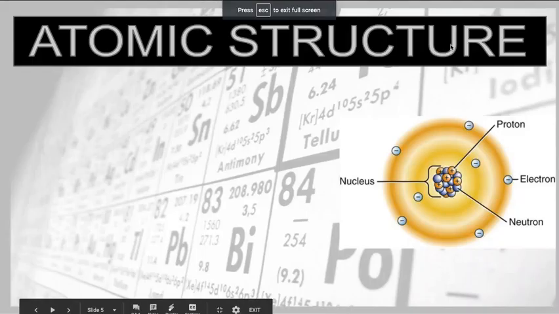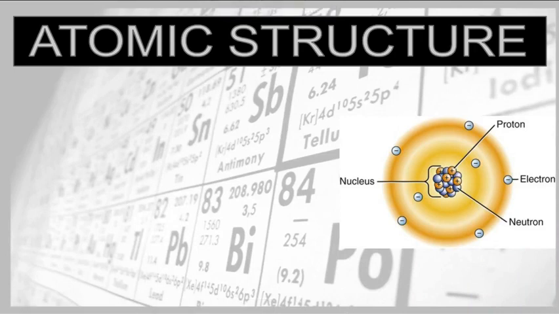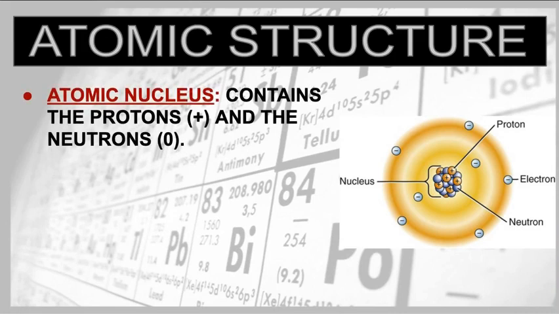Okay, so let's take a look now at the atomic structure. So what is actually inside of an atom? We talked about protons, electrons, neutrons. You just did the tri-Venn diagram there. So in the center are the protons and the neutrons, and we call this the atomic nucleus. So the nucleus is at the center of the atom.